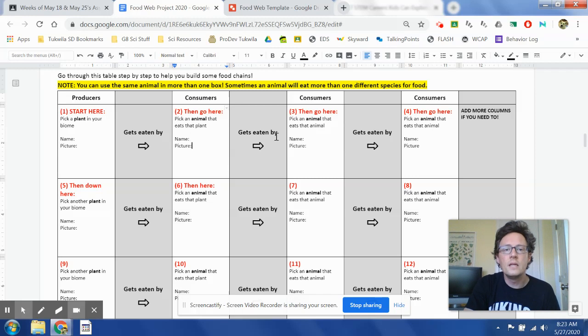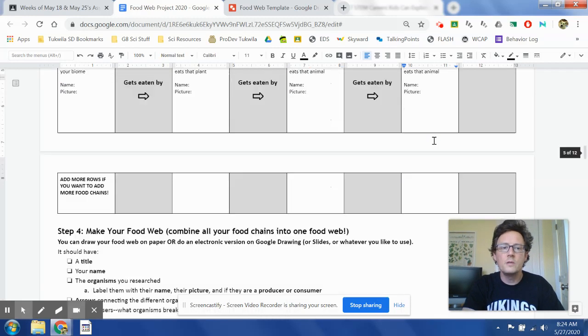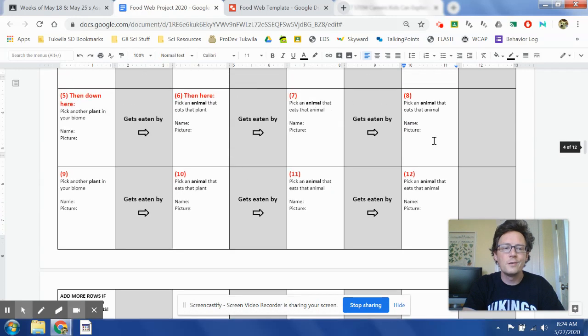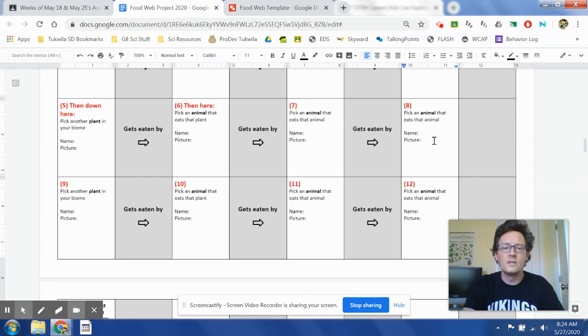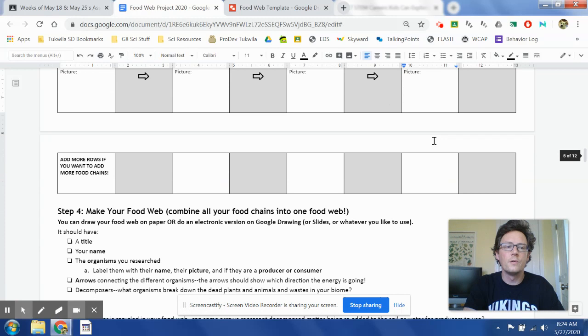This animal might get eaten by another animal. So pick another animal in your biome that actually uses that other animal as a food source. Write its name, find a picture, and then if you're able to find yet another predator, it's probably going to be an apex predator or keystone species in your biome. You can include that information here as well. Please include as many rows as you can. This will provide you plenty of information that you could then use to create your real food web.